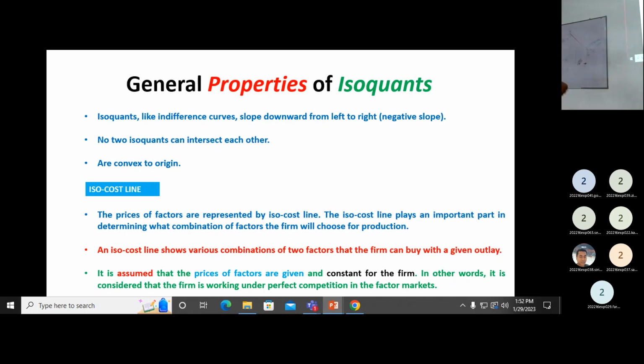Right, sometimes factor prices would change. So even though your isocost curve goes like this, here it's capital, here it's labor. If there is a change in the labor price, it could shift either this way or that way. Corresponding for the capital as well. Clear? But here we assume that the factor prices are given and constant.